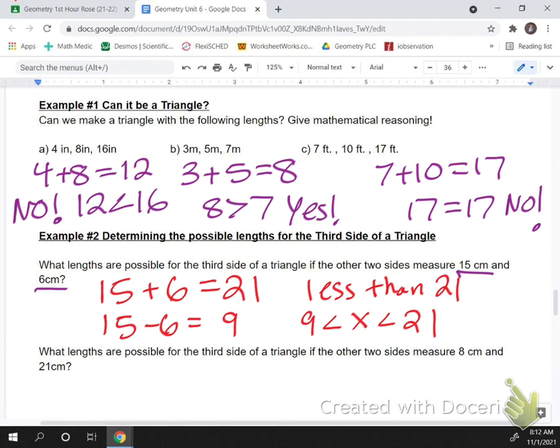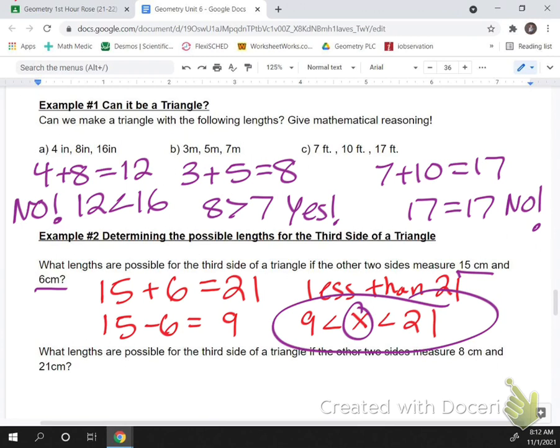So we agreed that we have to add up the 2 shorter sides, the ones that are given, 15 and 6. And we're saying that the third length has to be less than 21. To find the other end, I would do 15 minus 6 to see the minimum that third side could be. You're going to write it as an inequality, and this is why we're looking at triangle inequalities. This reads 9 is less than x, which is less than 21, or my third side, x, is in between 9 and 21 as a possibility.